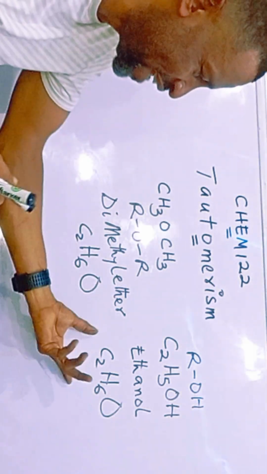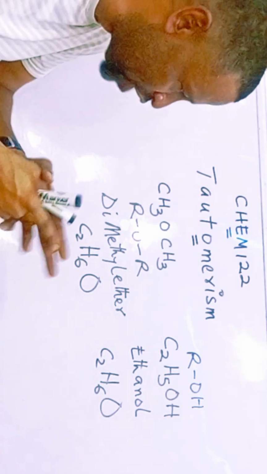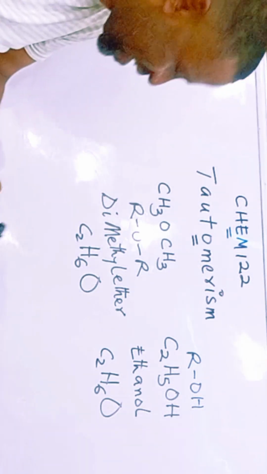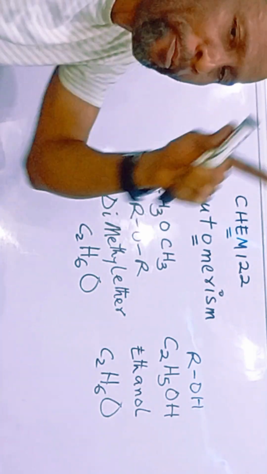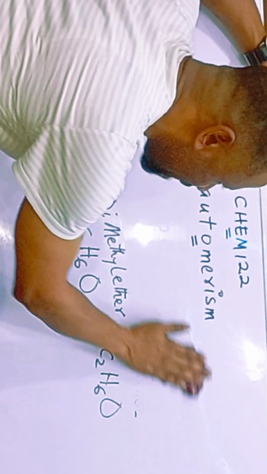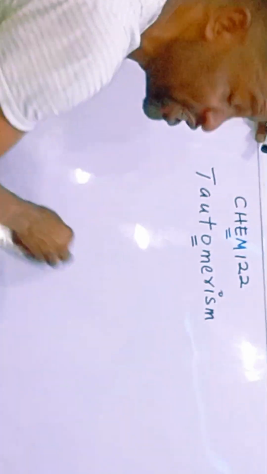Isomers of the same organic compound with the same molecular formula but different structures in their functional groups. Now, in this Chem 122.2, anytime you have two functional group isomers that exist in dynamic equilibrium with each other.